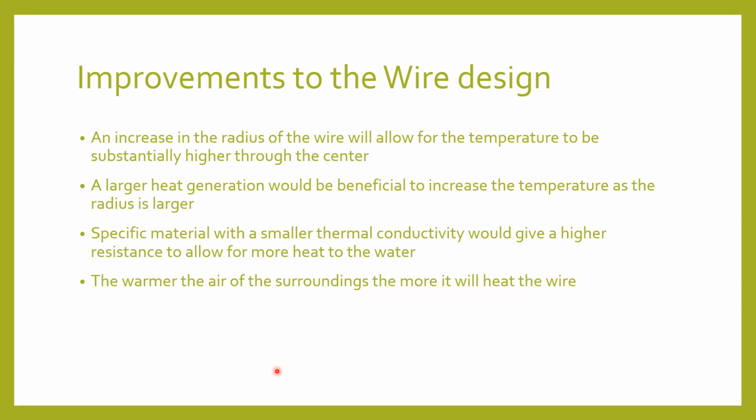And the warmer the air of the surroundings, the more it will heat the wire, which is not always something you can determine. So if we were in a controlled room, we would be able to understand that better and get a very precise and good heating mechanism with having the air temperature at a certain temperature. So all these components allowed us to make an improvement to our heating system and would allow for a better system. Thank you.